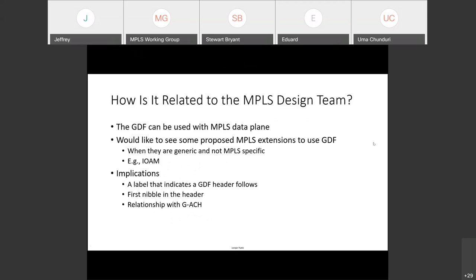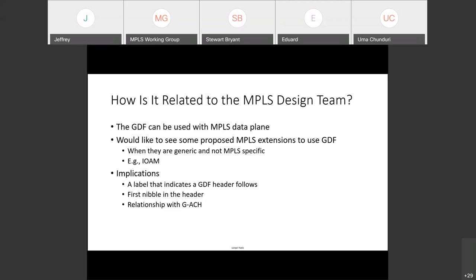Okay. So how is it related to the topic for today? Obviously, we want this GDF to be applicable to be used with MPLS data plane. And we also like to see that some proposed MPLS extensions use GDF when they are generic and not really MPLS specific. So that's why we want to bring people's attention to this.